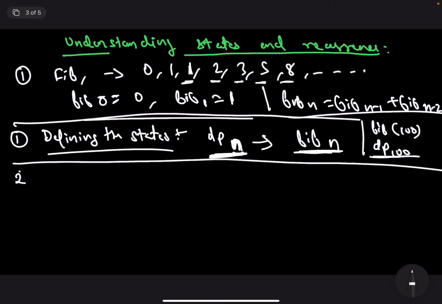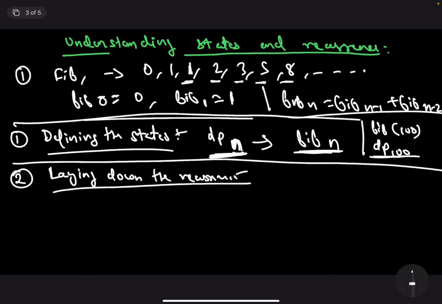Now coming to the second subproblem, that was laying down the recurrence relation. All right, since you have already defined the nth state of DP as the nth term of the Fibonacci number, when we write down a recurrence relation, each state of DP depends on some other states. So this recurrence relation helps us compute a state of DP with the help of the other states that it depends upon.